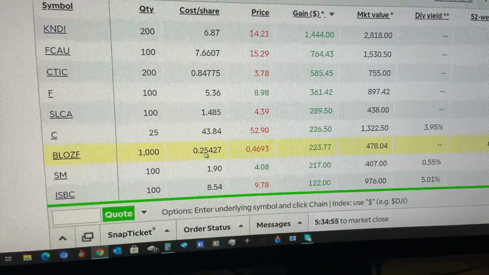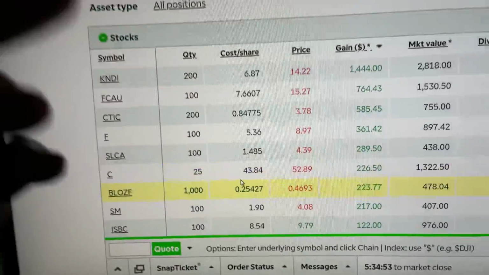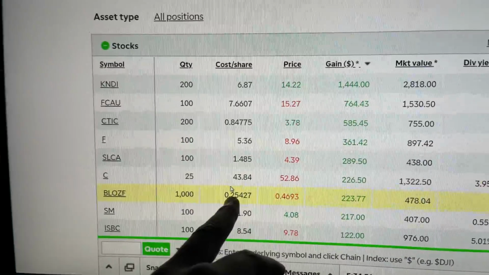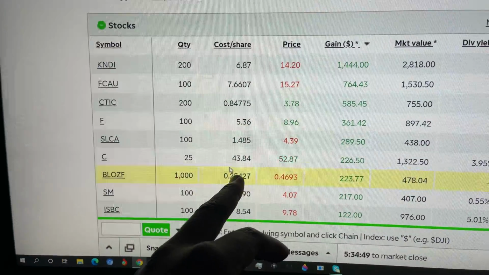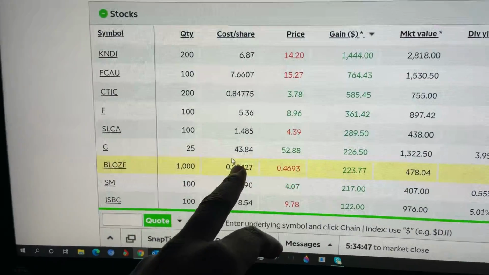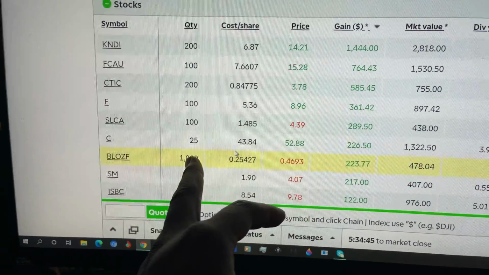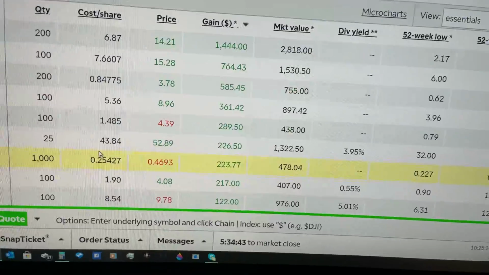BLOZF, they're making cannabis breathalyzers for people who smoke weed. I bought in. Now, I've been talking about BLOZF from my other account. I bought in at 15 cents. Right now, it's 25 cents. That was 1,000 shares in this account. I have earned $223, okay?